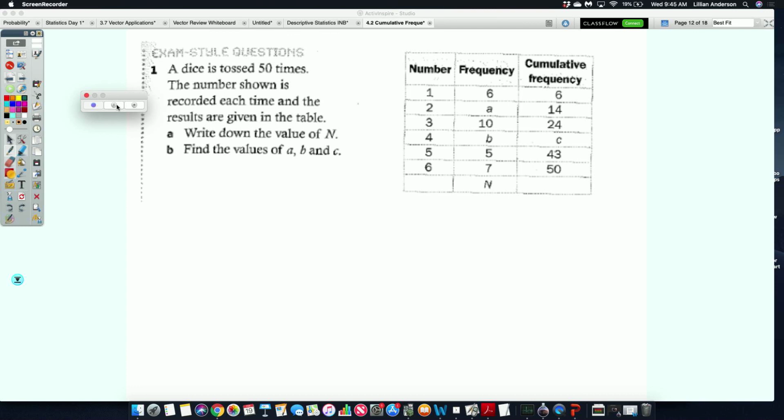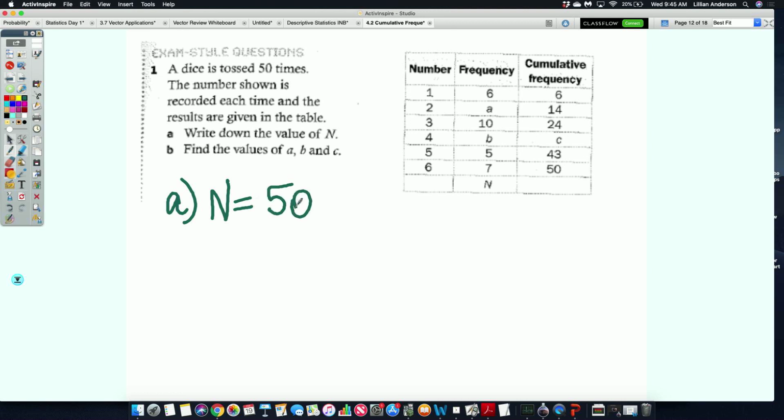A dice is tossed 50 times. The number shown is recorded each time, and the results are given in the table. Write down the value of N. What is N? It's 50. Because remember, frequency represents how many times this act was actually performed. And since this dice was tossed 50 times, N is 50. That means that entire column of the frequency should add up to be 50. And on top of that, your cumulative frequency total, your value of N, is 50. All your frequencies should add up to equal the top value of your cumulative frequency.